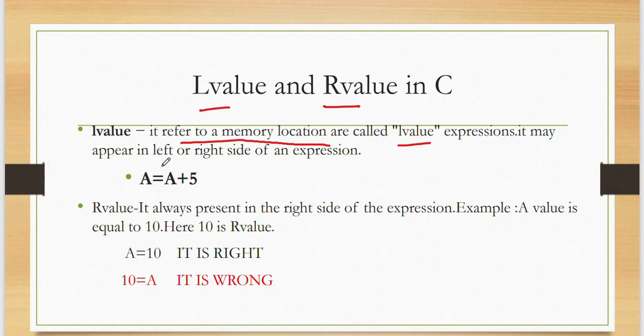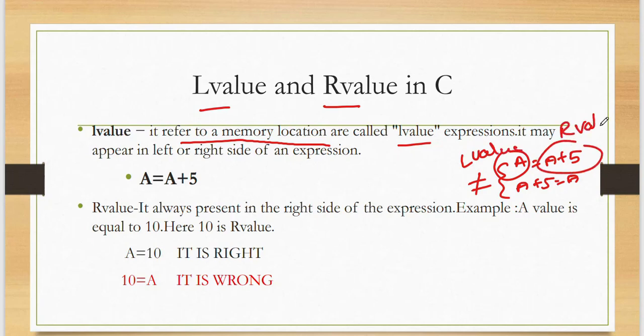Normally in mathematics, a equal to a plus 5 or a plus 5 equal to a is the same in a normal mathematical calculation. But while you are writing a program, these two are not the same. These two are not the same in a C program. This is the left hand side value, L-value, and this is called an R-value.